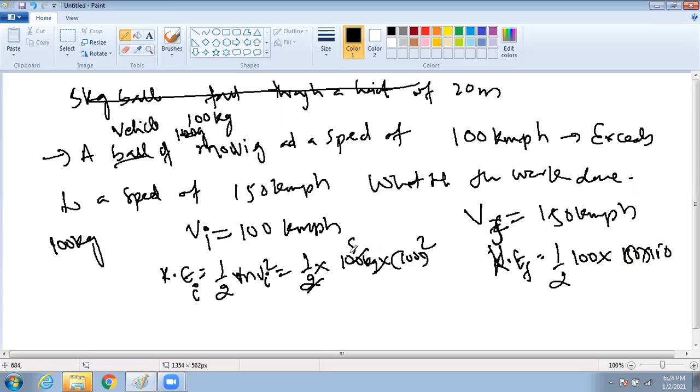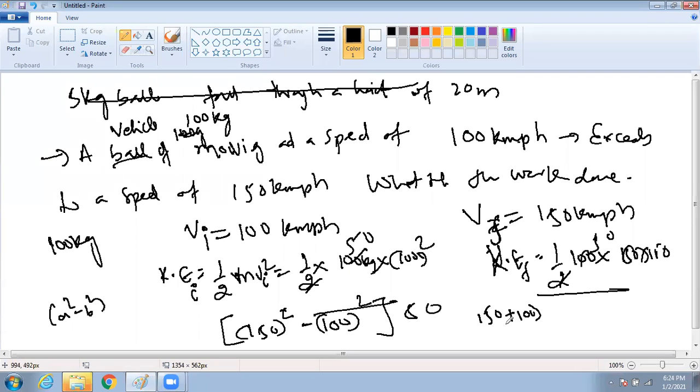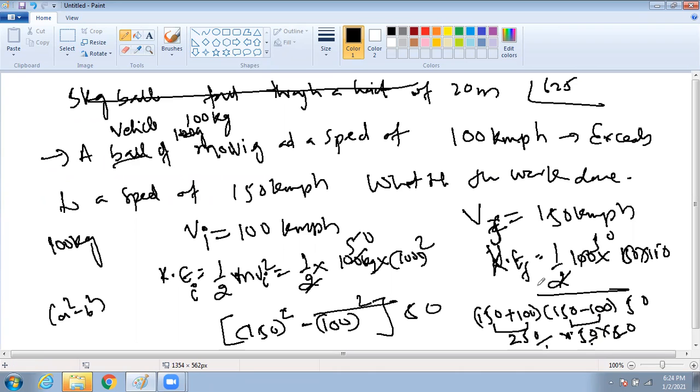So if you divide, this will become 50, this will be 50. So basically this minus this: 150 square minus 100 square, multiplied by 50. This is the a square minus b square formula. It will be 150 plus 100, 150 minus 100, into 50. So 150 plus 100 is 250, 150 minus 100 is 50, and you already have a 50. So 250 into 50 into 50 is 625 with three zeros. That means 625 kilojoules.